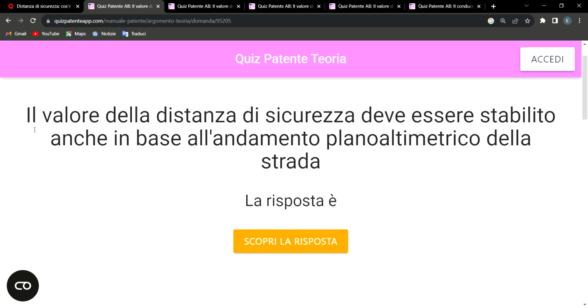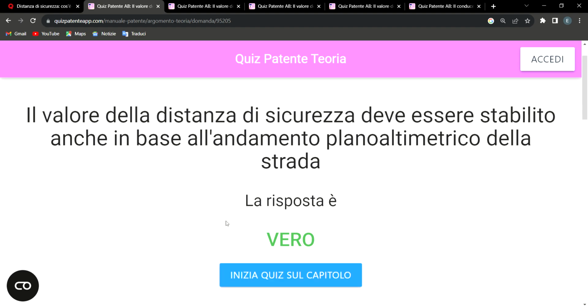Number one question we have here, it says: il valore della distanza di sicurezza deve essere stabilito anche in base a andamento planimetrico della strada. Vero o falso? So the answer to this question is vero. Now let me explain to you the reason why this question is vero.